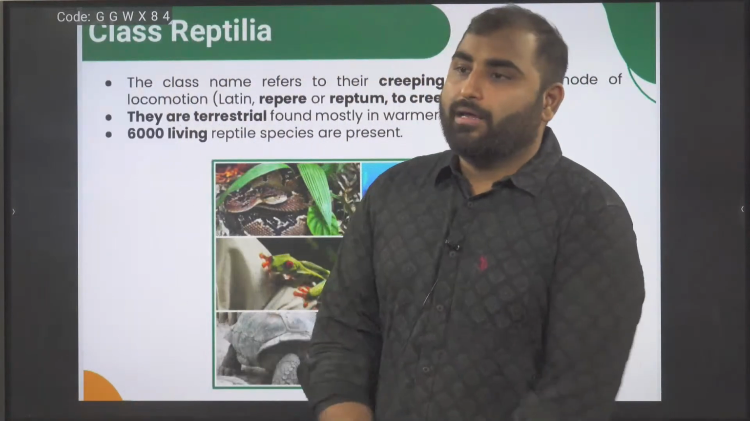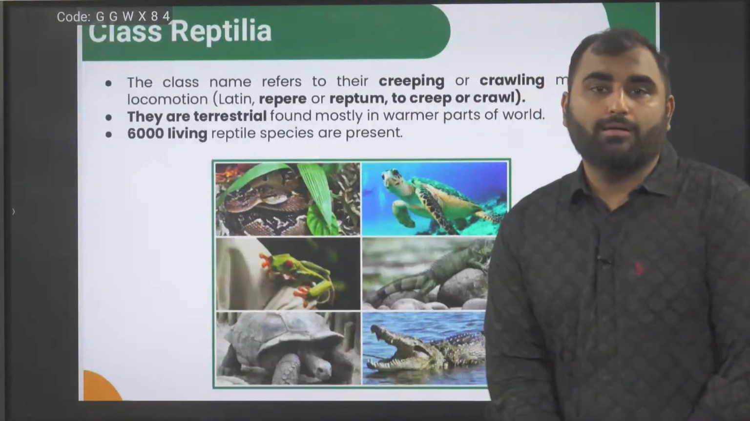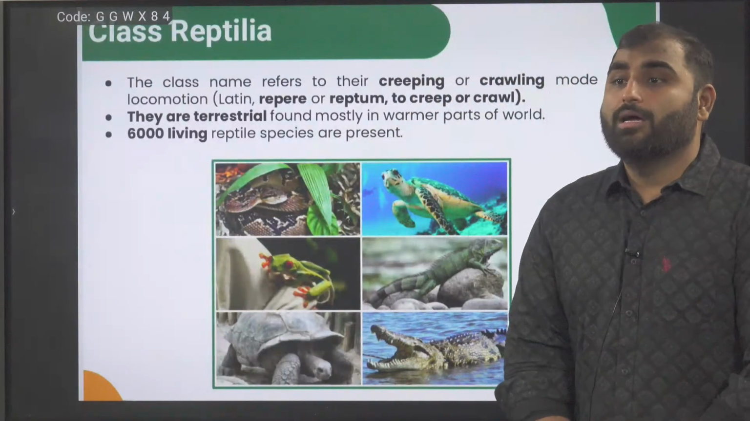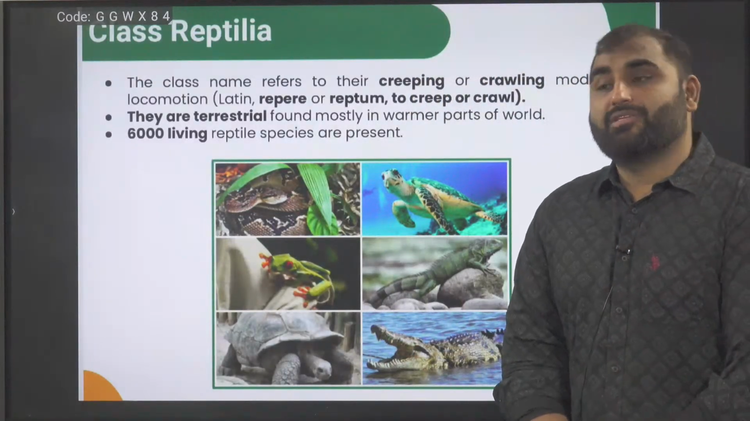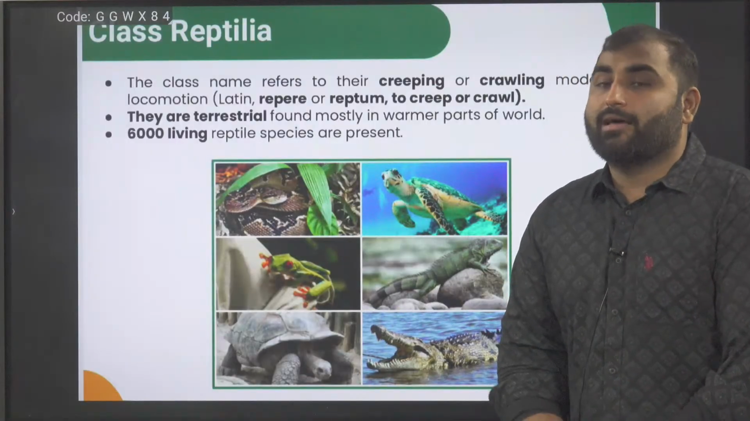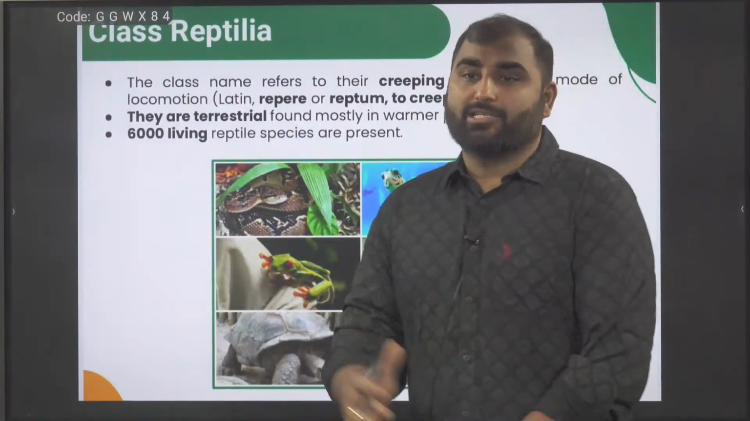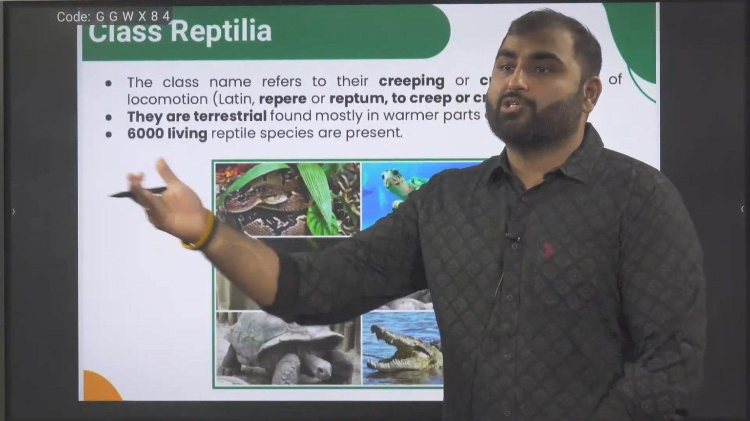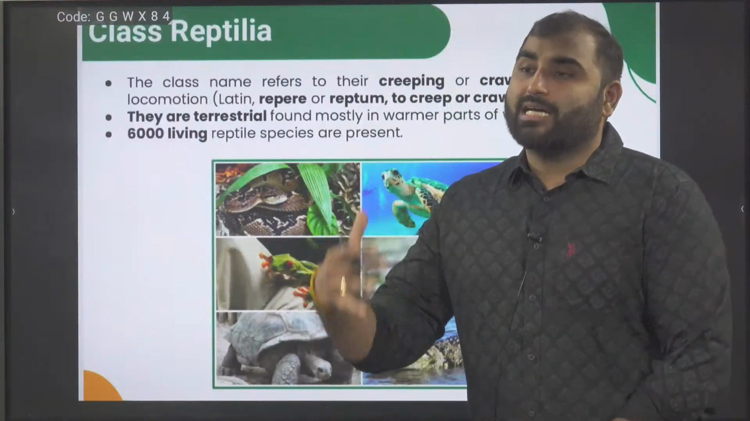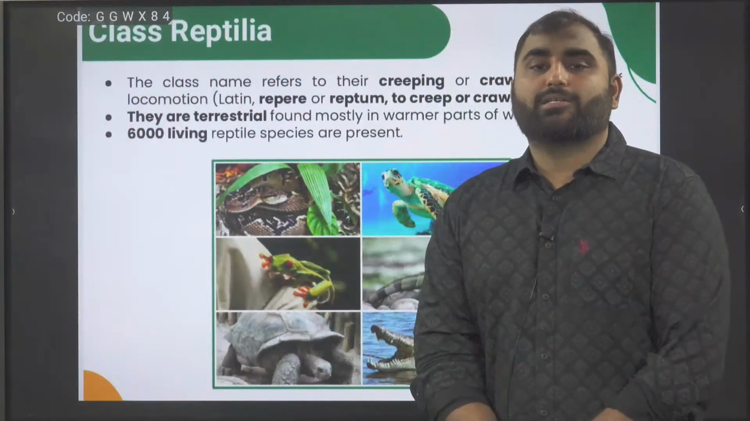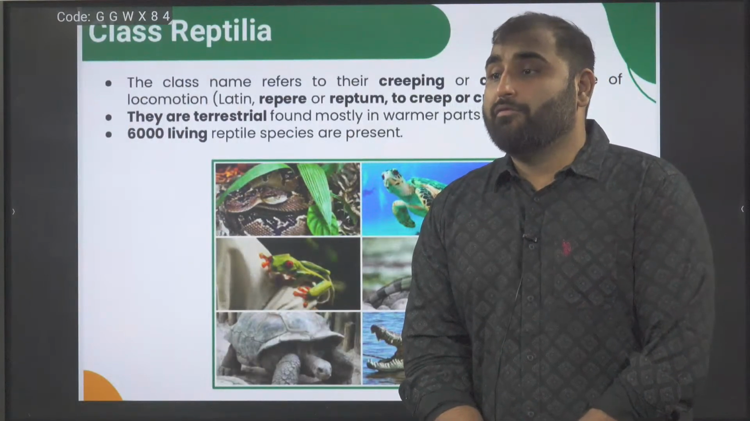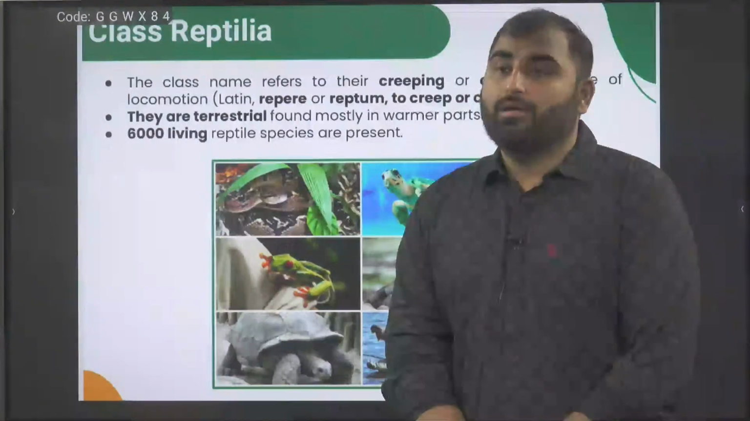Like if you go to Antarctica, you will hardly find any snake, because it's extremely cold. But in warmer parts, they have successfully adapted. It means their water dependency has decreased. So moving ahead from amphibians to reptiles, reptiles have successfully adapted to terrestrial environments. That's why they are the first true terrestrial vertebrates.